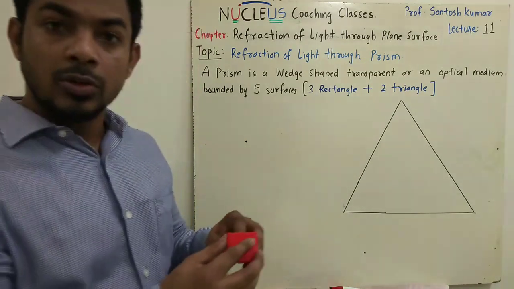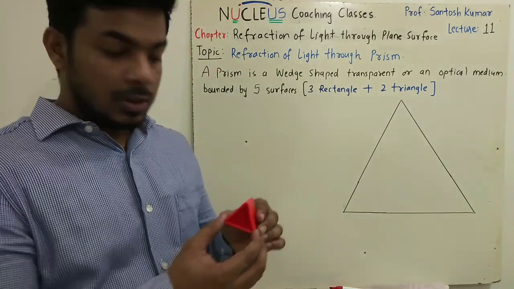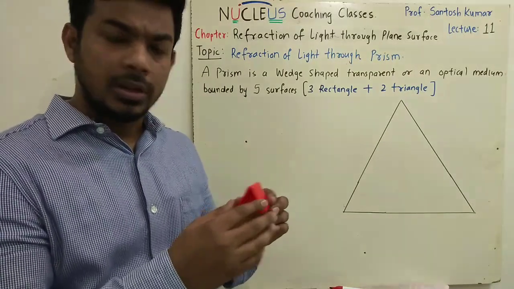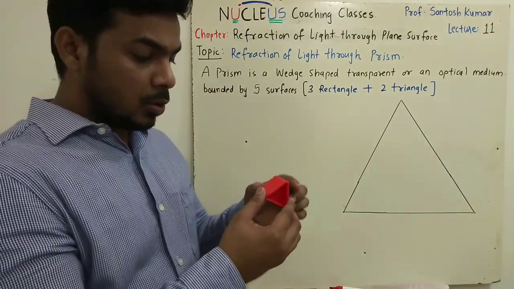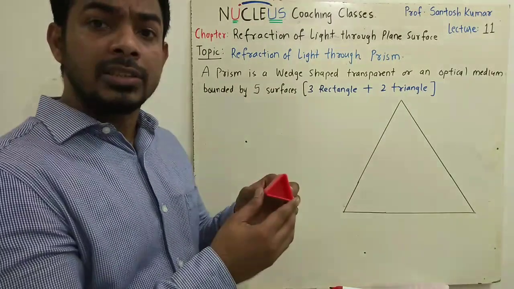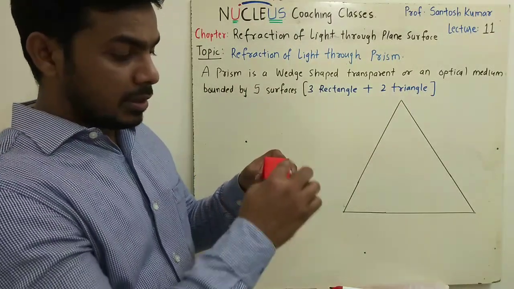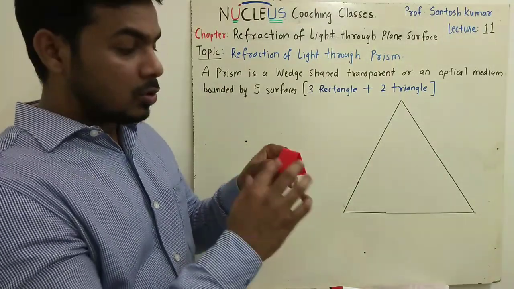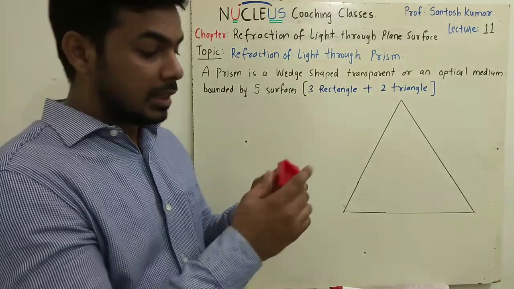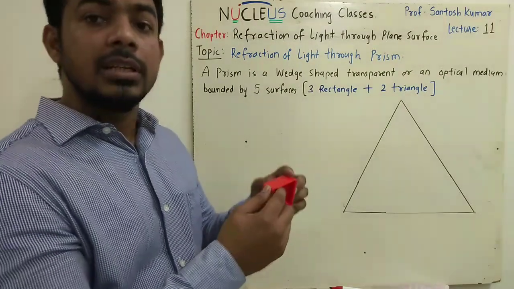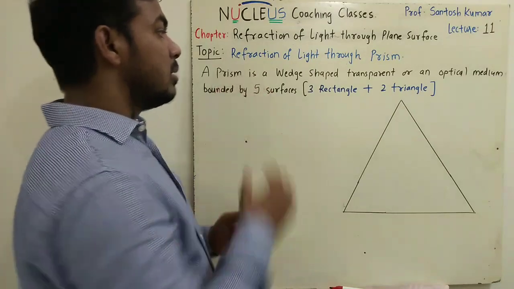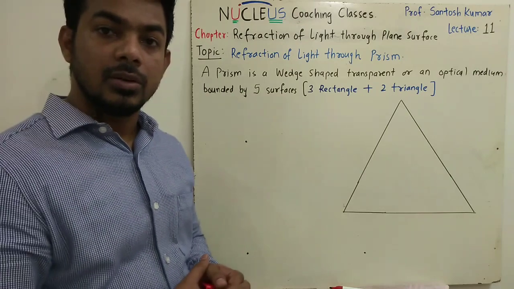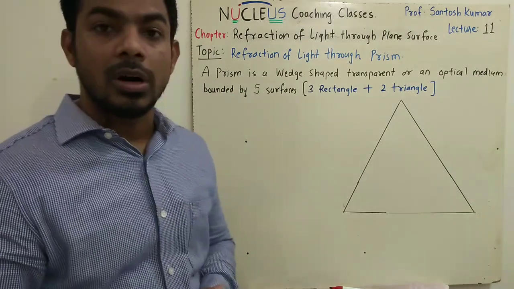So I have a figure to show you which is like a prism. So this is exactly a prism. Since it is made of plastic, light cannot pass through it, but it is prism shaped. So in a prism you can talk about 5 surfaces. See, this one rectangle, this one rectangle, and the last one which is rectangle. So it has got 3 rectangular surfaces, and this one and this one, these are the 2 triangular faces. So a prism is a wedge shaped, transparent or an optical medium bounded by 5 surfaces, right, of which 3 are rectangle and 2 are triangle.